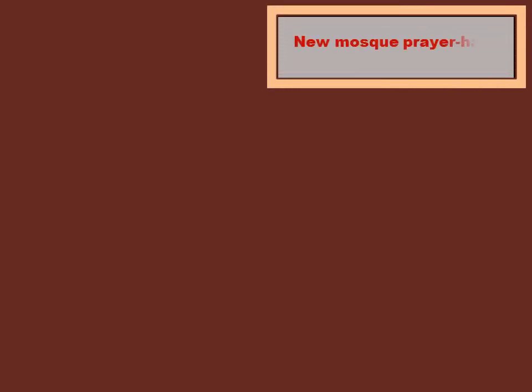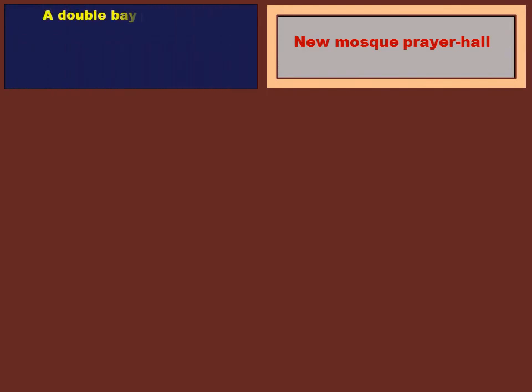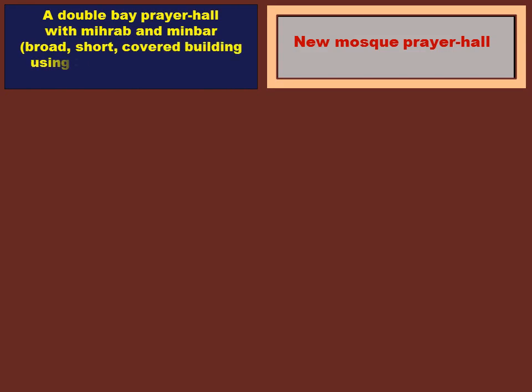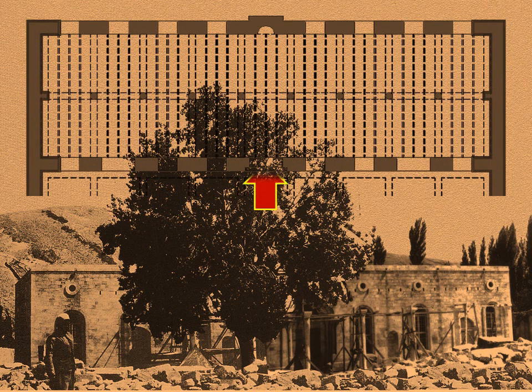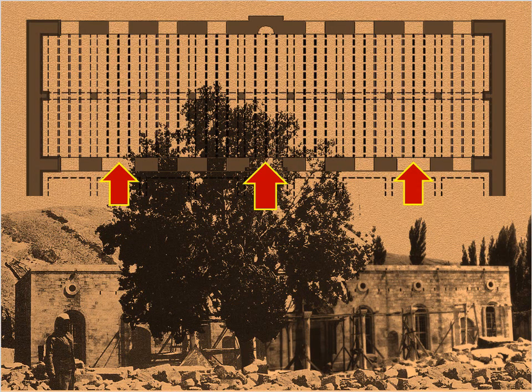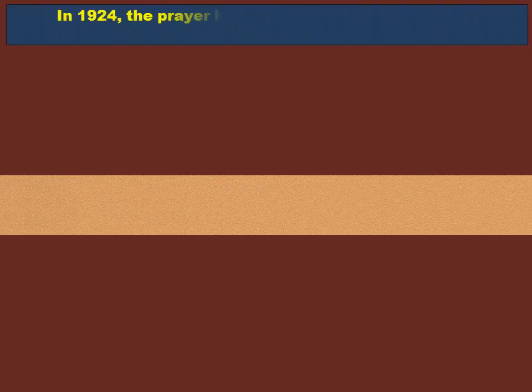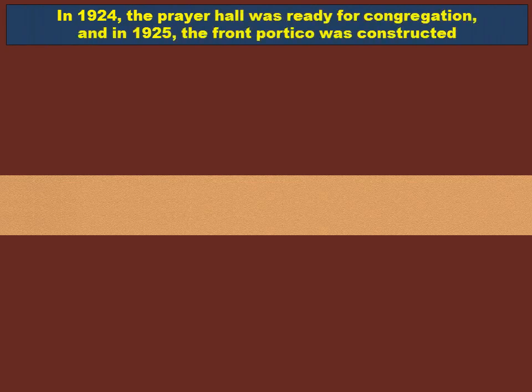New mosque prayer hall. A double bay prayer hall with mihrab and minbar, broad, short, covered building using 37 transverse beams. In 1924, the prayer hall was ready for congregation, and in 1925, the front portico was constructed.